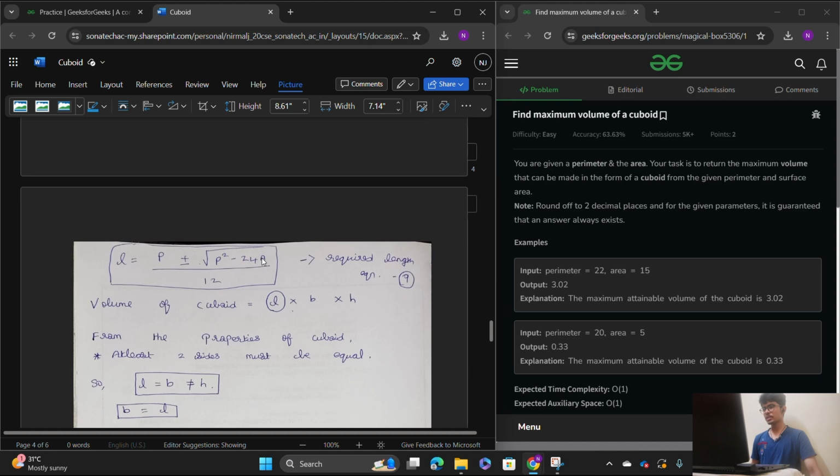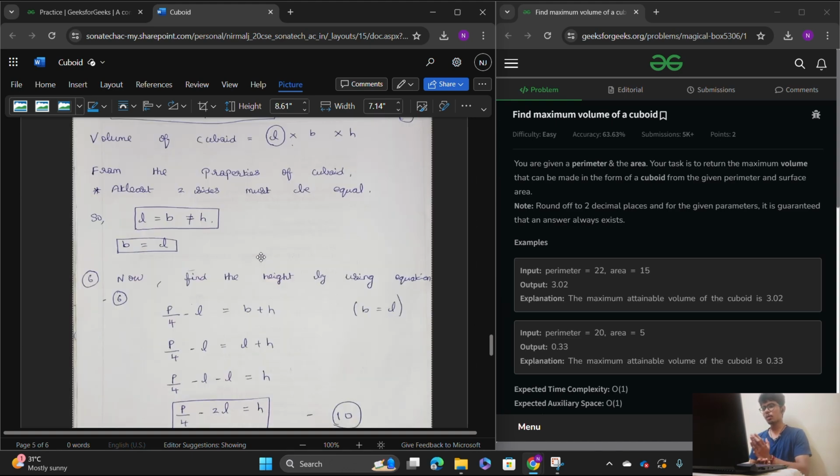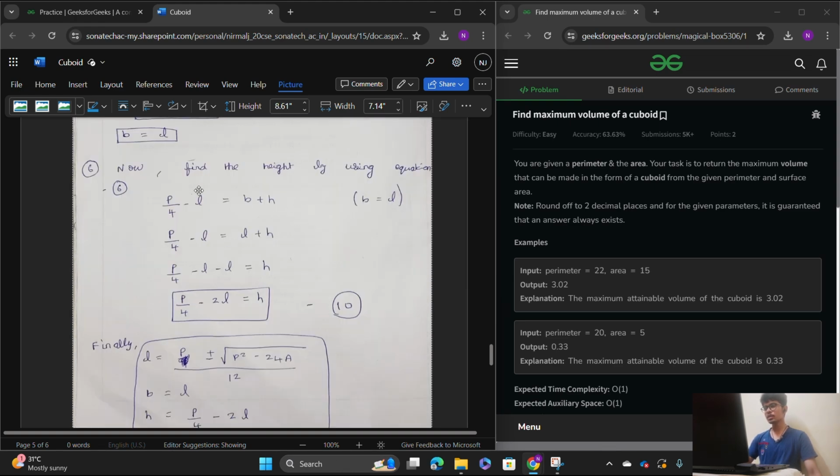After this, most importantly, one of the properties of a cuboid is that at least two sides must be equal. Only when two sides are equal can we say that it forms a cuboid. Using this property, I'm going to assign length and breadth to be the same, since at least two sides must be equal. After this, to find the height, I'm going to use my previous equation, my sixth equation.